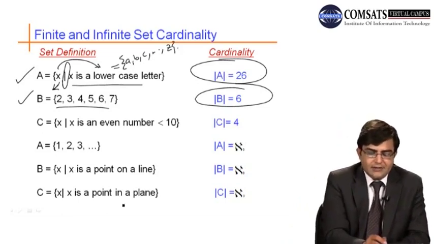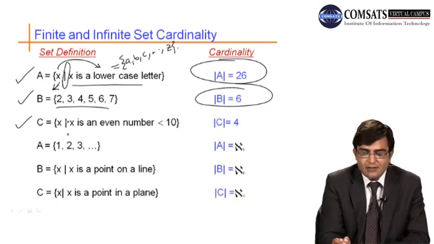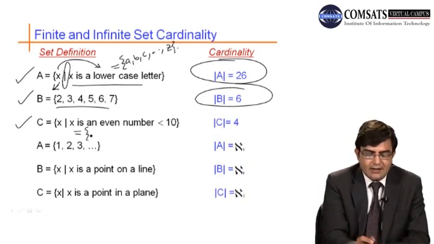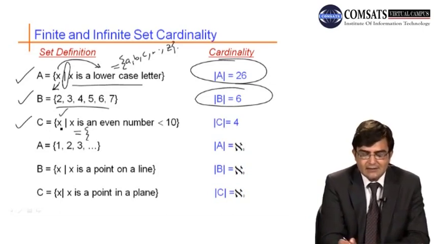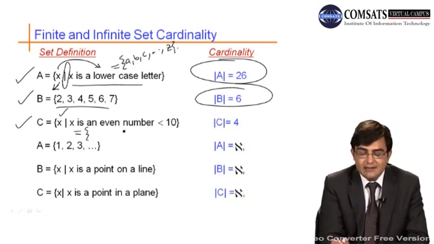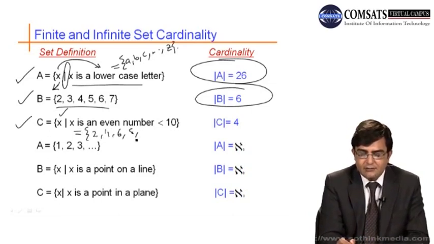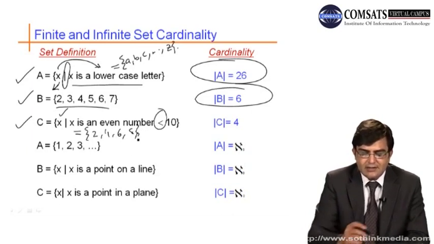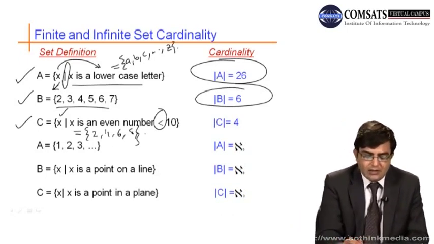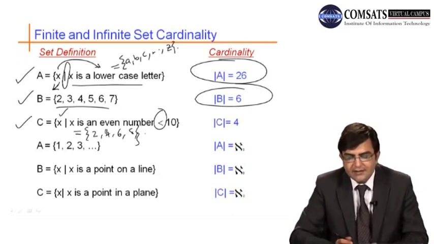If we take up this set, x such that x is an even number less than 10, what elements does this set contain? Here C contains elements x such that x satisfies this condition, so all numbers which satisfy this condition will be in this set. So x such that x is an even number less than 10: this is 2, 4, 6, 8, because 10 cannot come here, as we have less than 10. So this set contains these 4 elements, so the cardinality of this set is 4.